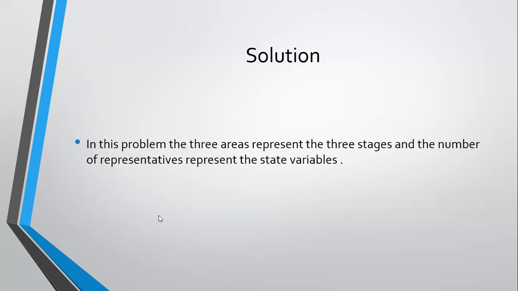So, the solution. As I've already told you, initialize the state variable and the stage variable. We know that the number of sales regions identified here is 3. So we can say the state variable is the number of sales representatives, 0 to 9, totally 10. So we call this the state variable.